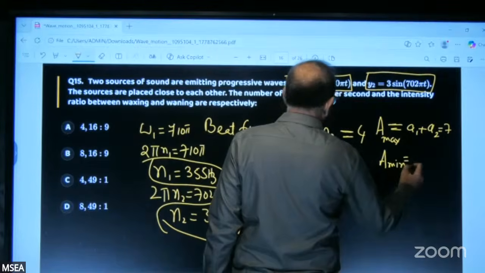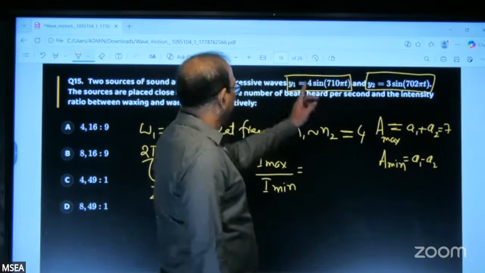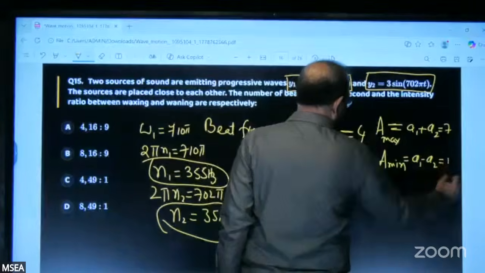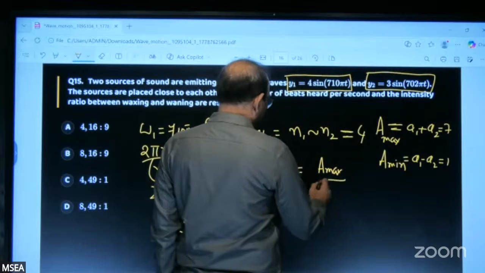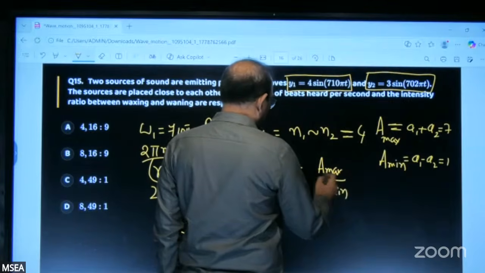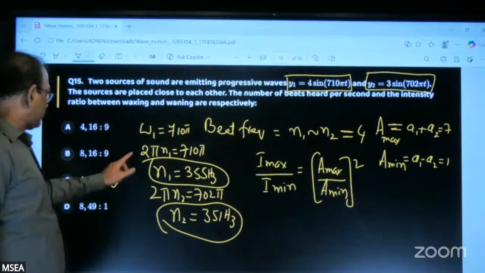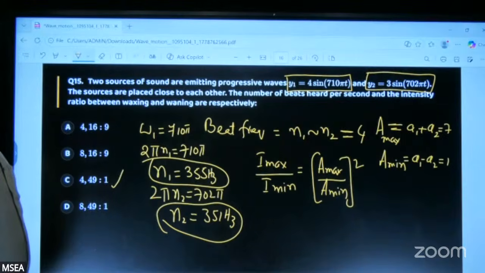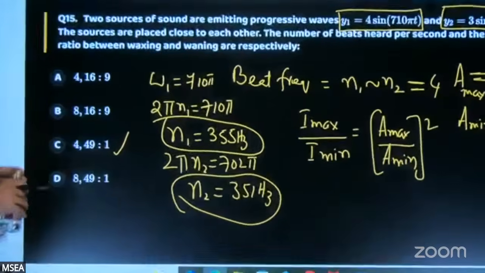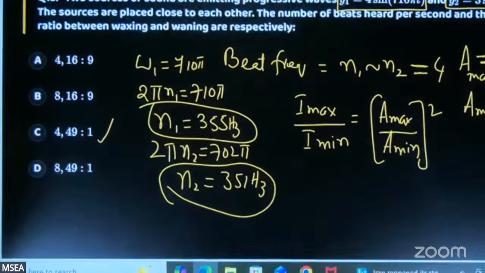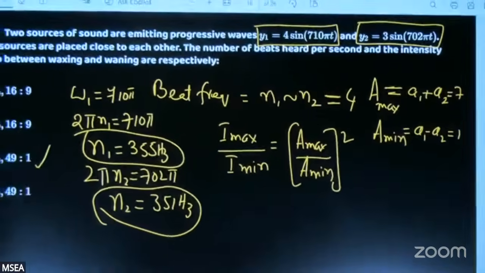Minimum amplitude, when they undergo destructive interference, is A1 minus A2, 4 minus 3, 1. So I max by I minimum is A max by A minimum whole square. 49 is to 1. Third option. Next.